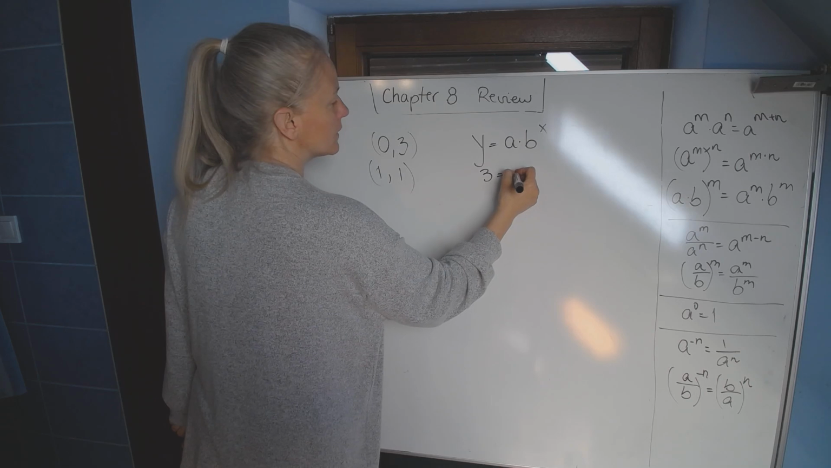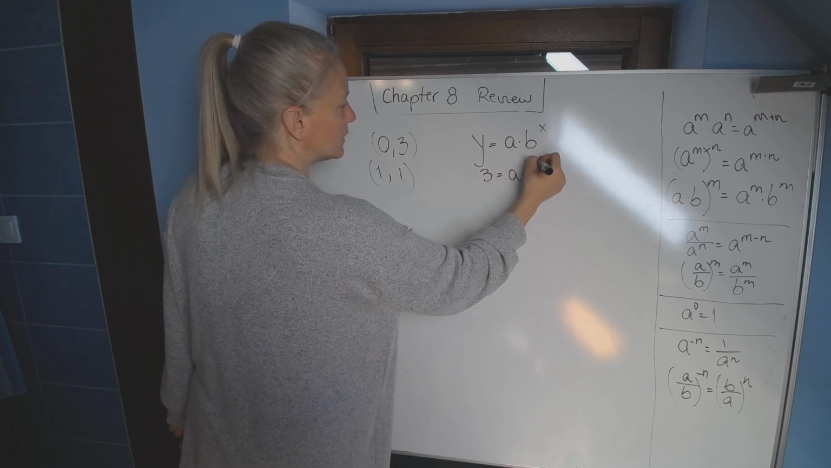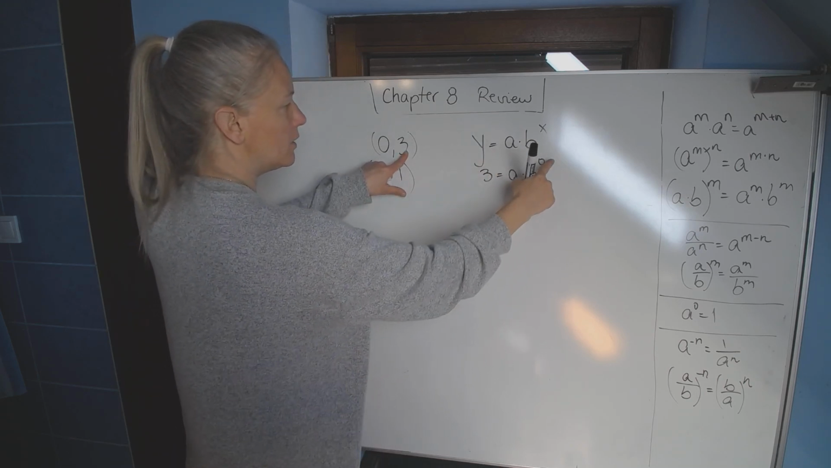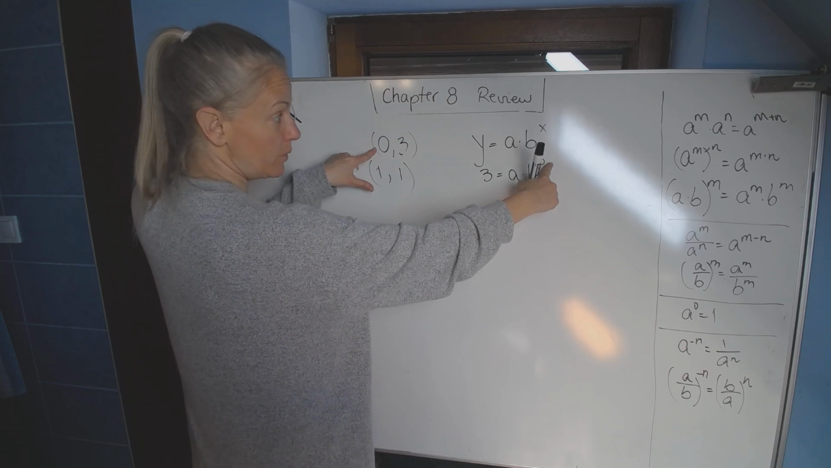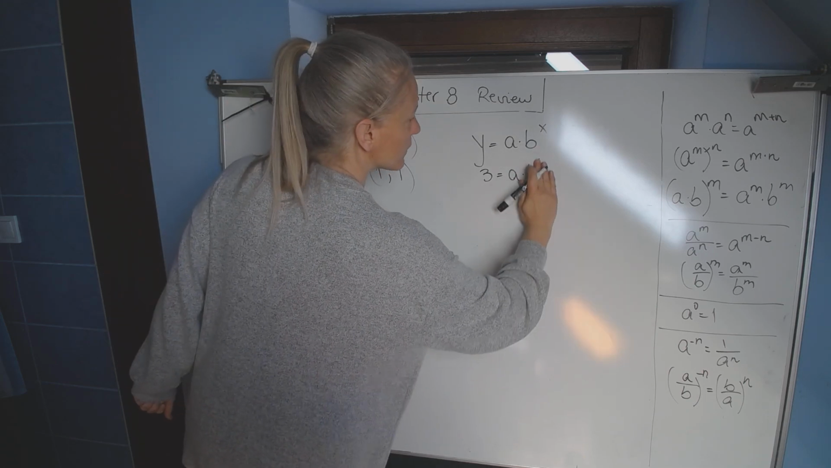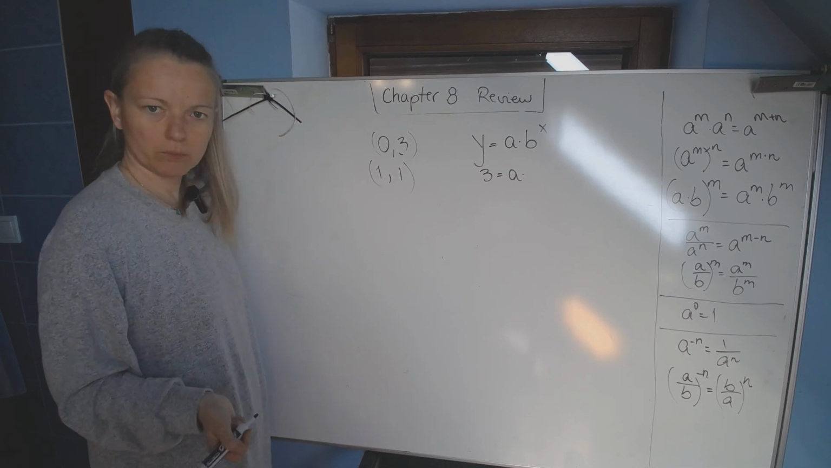3 equals A times B to the 0. For y, we're going to use this y. For x, we're going to use the x of the first point. Any number to the 0 power is 1. Therefore, A is 3. We got that.